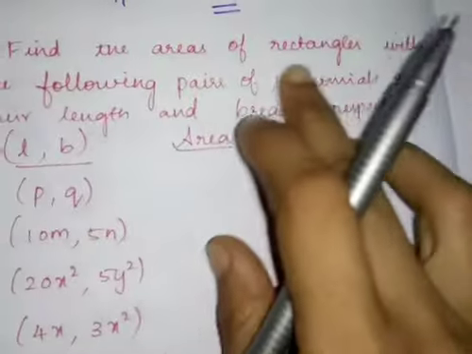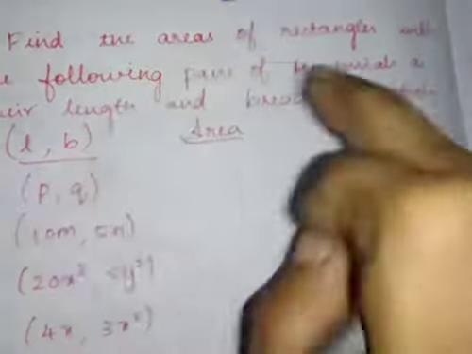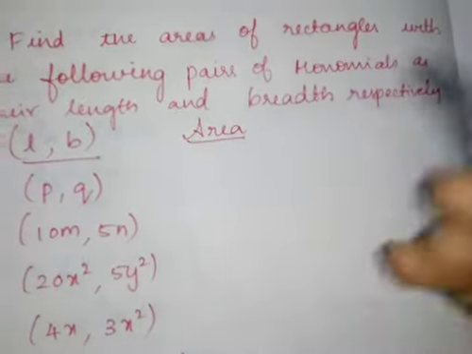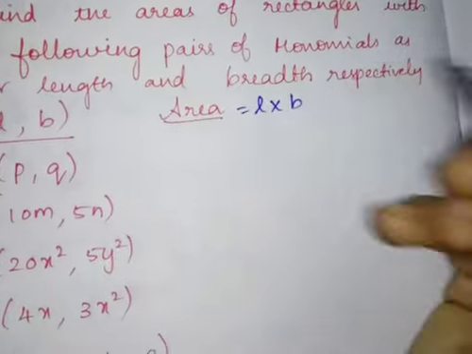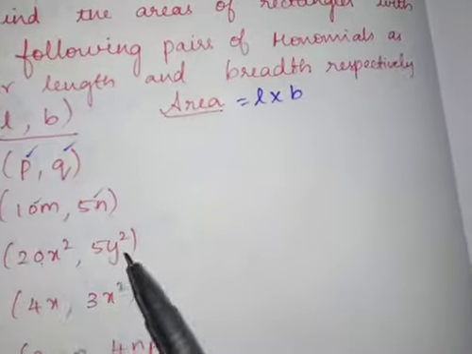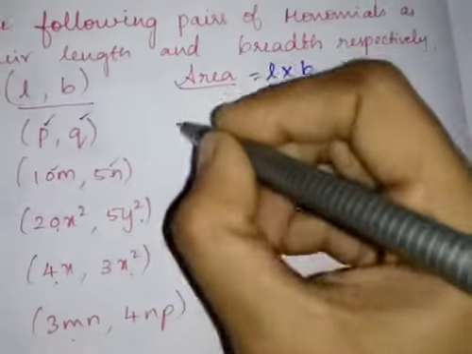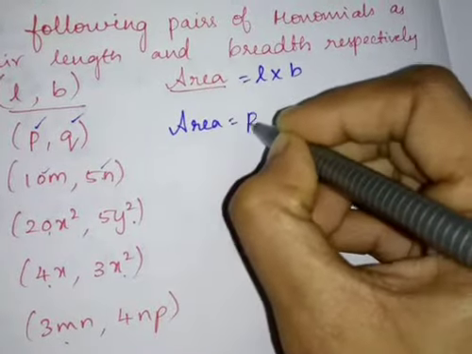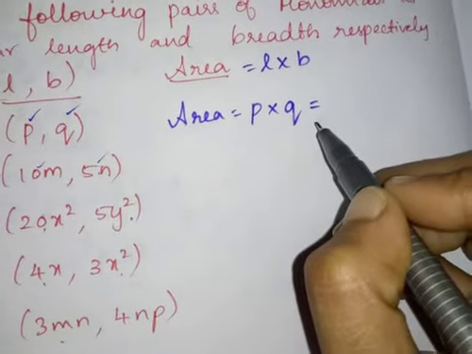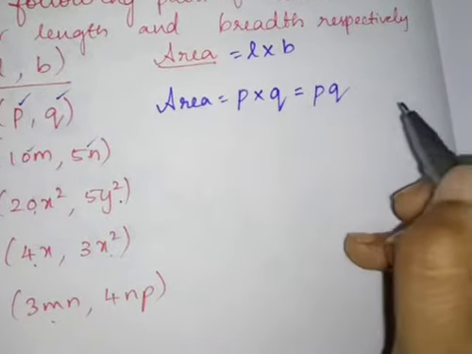Next is your second problem. Find the areas of rectangles with the following pairs of monomials as their length and breadth. Length and breadth are given, and we should find the area of the rectangle. The area is length into breadth. Everything is given, we are just finding the area. So area is p into q. Is there any numerical coefficient here? No, so leave it. p into q is pq. So pq is the area.